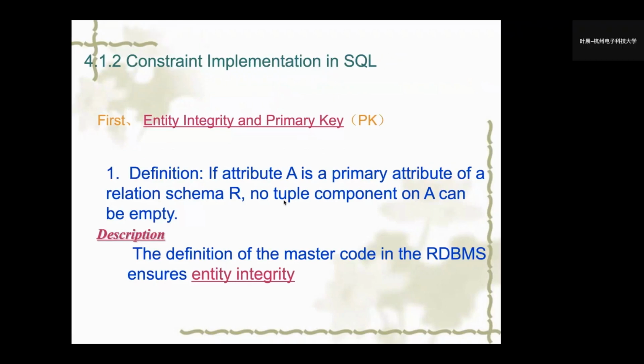First, let's see how to implement these constraints in SQL language. First is entity integrity and the primary key. We have introduced before that for entity integrity, if an attribute A is a primary attribute of a relation schema R, no tuple's component in A can be empty. So the definition of the primary key in the DBMS can ensure the entity integrity. The primary attribute refers to the attributes contained in any candidate key, and this kind of attribute should not be none.